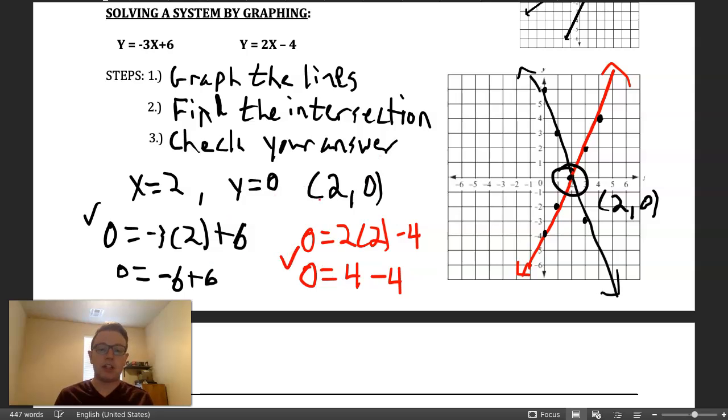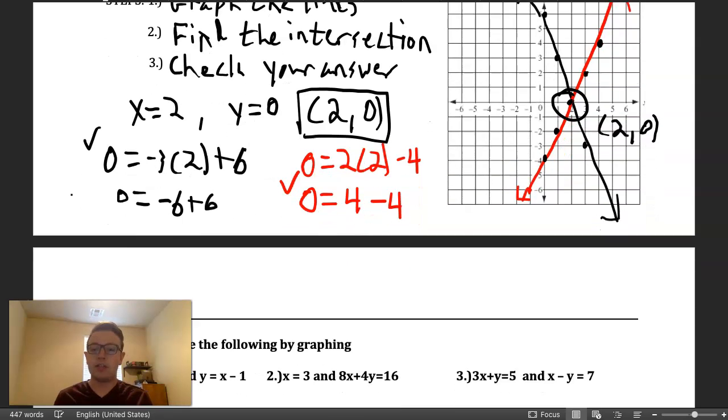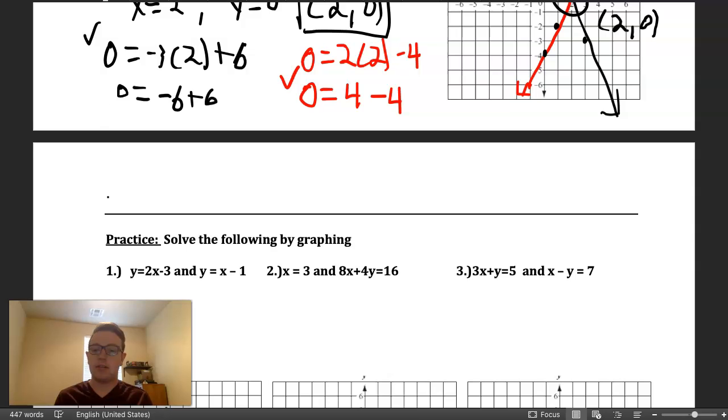So the point that we chose is a solution for both the first line and the second line, meaning that it is a solution for both of these at the same time. It is the answer or the solution to our system of equations. So your answer would be (2, 0), where x is equal to 2, y is equal to 0. Let's do another couple of practice problems.